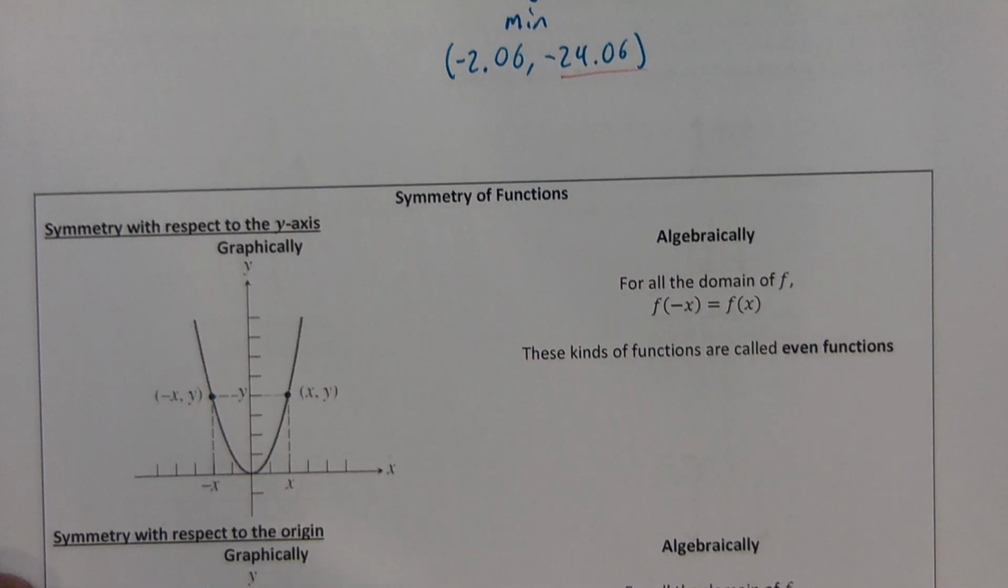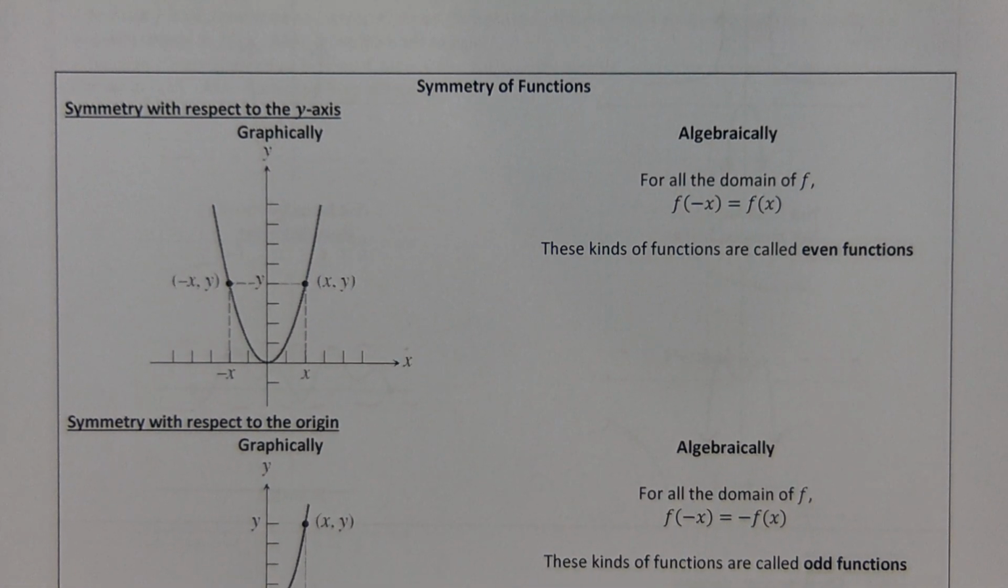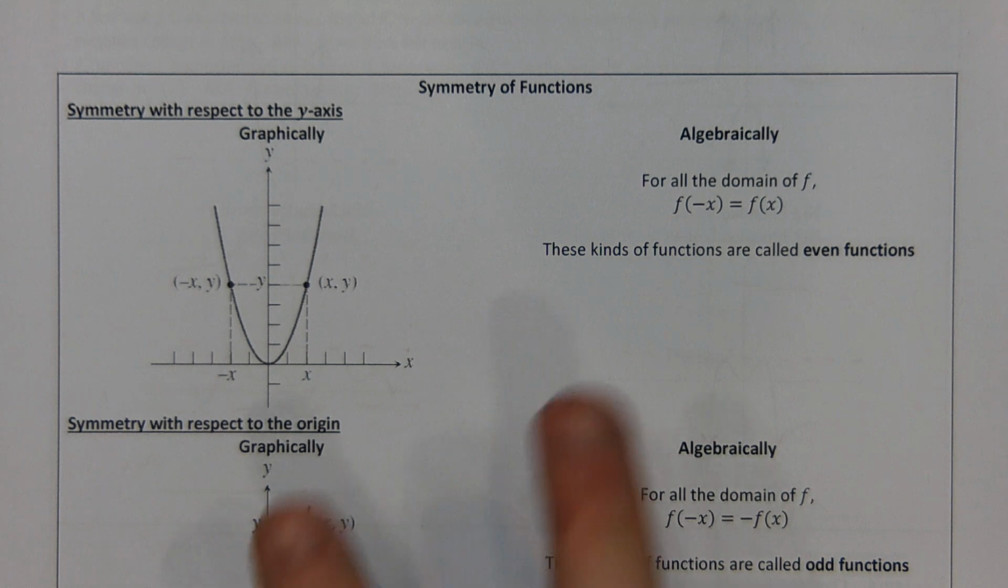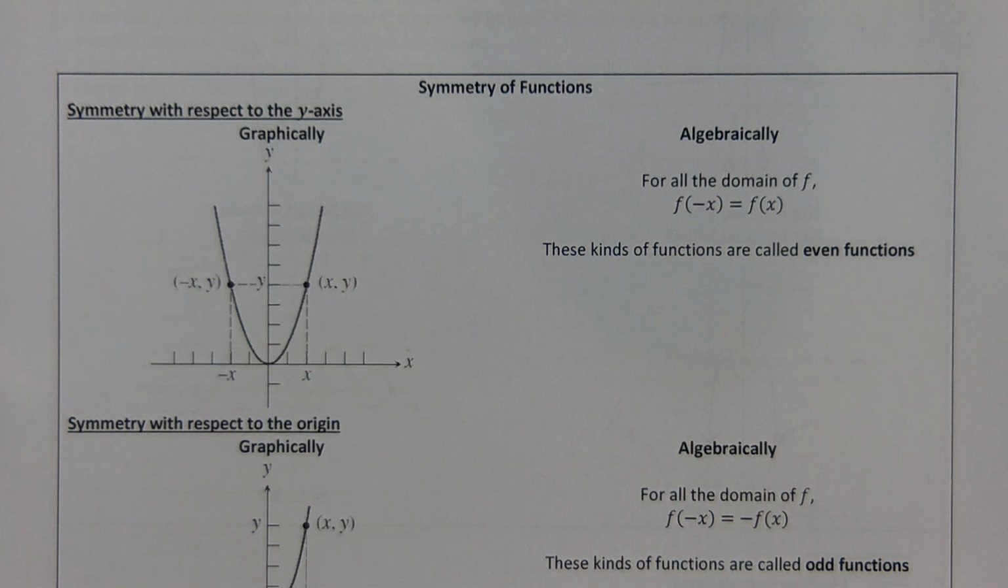The last concept that we're going to cover in this video is symmetry. Now, this is something that you should have learned about in Algebra 2. I don't know if they teach it in Algebra 1 or not, but I know for a fact you should have learned about it in Algebra 2, symmetry of a function. And we say that functions have two kinds of symmetry. They can either have even symmetry or odd symmetry.